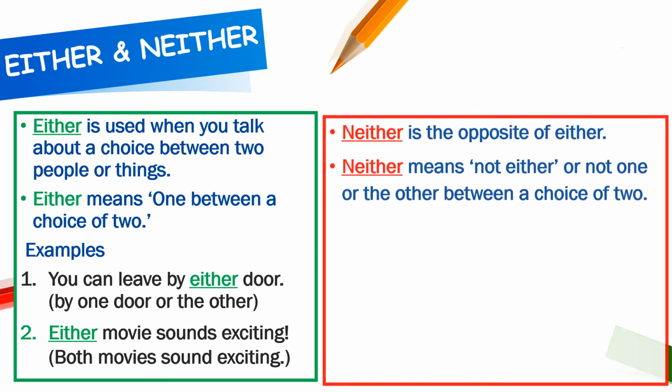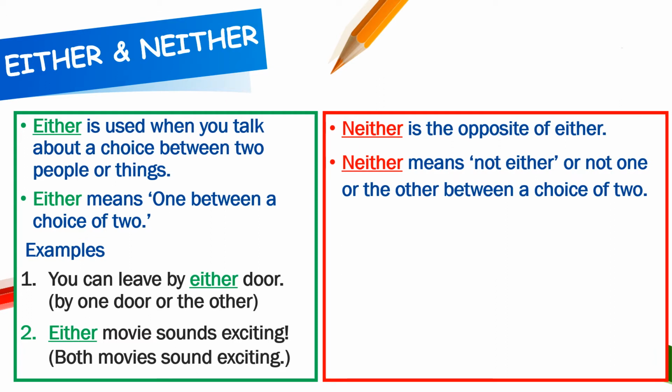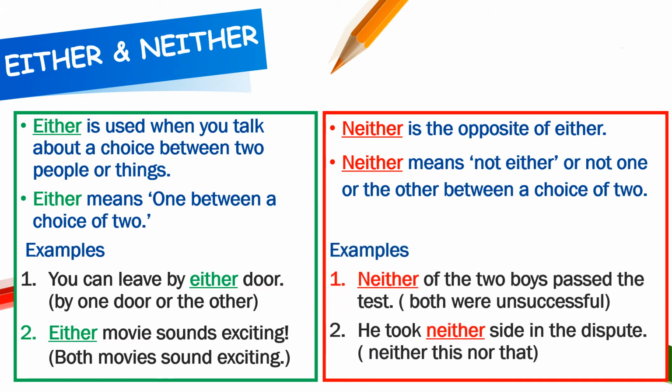Neither is the opposite of either, and it means not one or the other between a choice of two. For example, neither of the two boys passed the test. That means both were unsuccessful in clearing their exam or test. He took neither side in the dispute. That means neither this one nor that. That means he didn't favor any party.